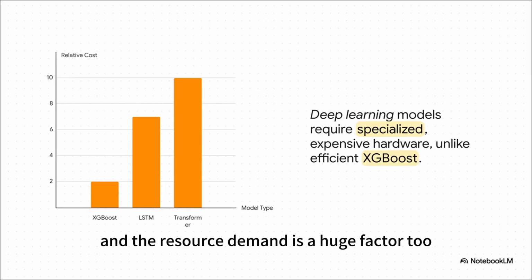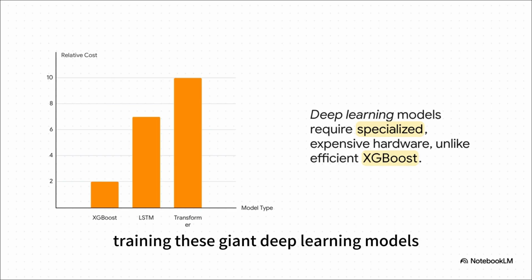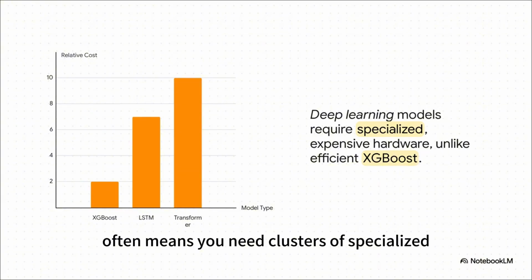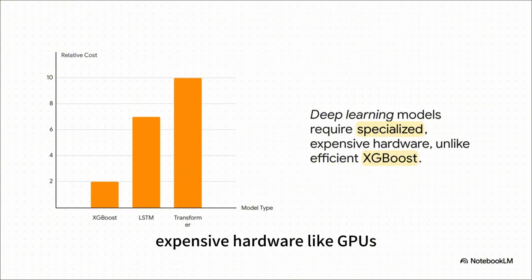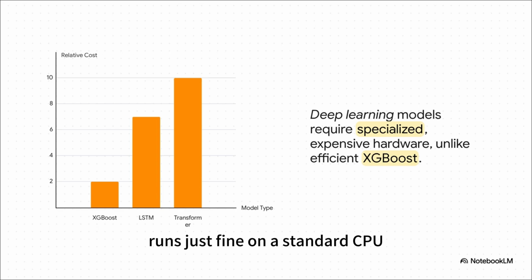And the resource demand is a huge factor too. And look, this isn't just about time. It's about cold, hard cash. Training these giant deep learning models often means you need clusters of specialized, expensive hardware like GPUs. Meanwhile, the much more efficient XGBoost runs just fine on a standard CPU.